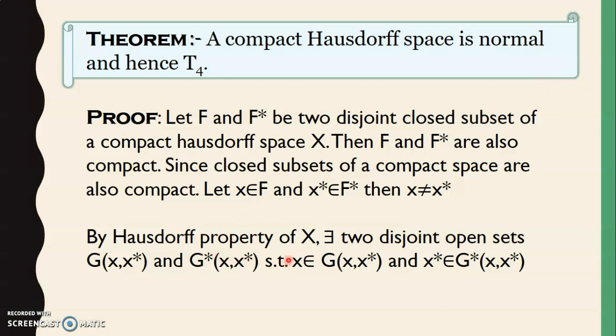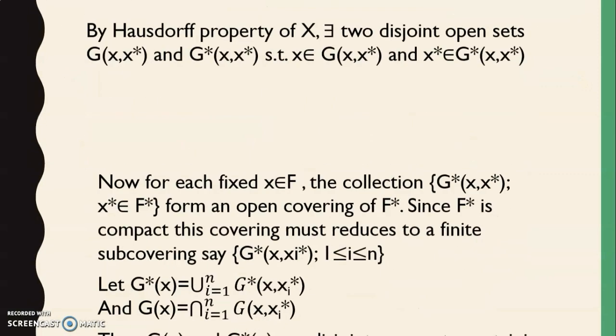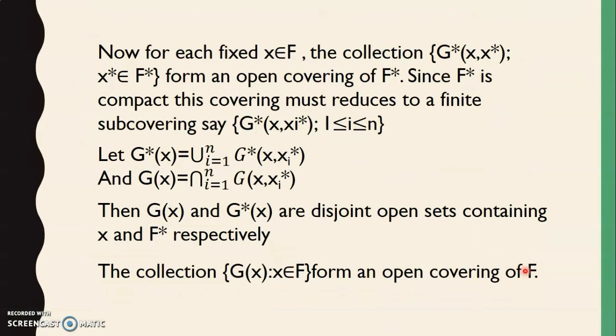By the Hausdorff property of X, there exist two disjoint open sets, G_x x star and G star x x star, such that x belongs to G x x star and x star belongs to G star x x star. Now, for each fixed x belonging to F, the collection G star x x star such that x star belongs to F star forms an open covering of F star. Since F star is compact, this covering must reduce to a finite subcovering, say G star x xi star, for i from 1 to n.